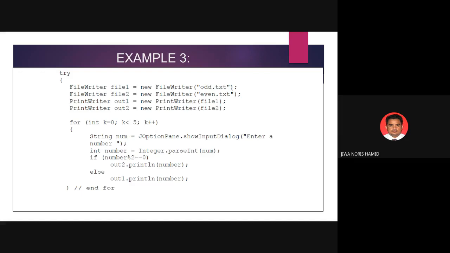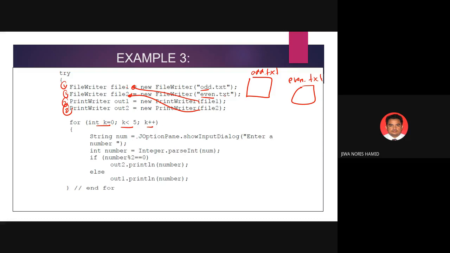Okay, how many files we have here? We have 2 files. The first one is odd.txt and then the second one is even.txt. Okay, maksudnya nanti kita akan simpan di dalam even dan satu .txt. This one is first. Yang ni file 1 ni, yang ni. File 2, this one. Okay. So this one k equal to 0, k less than 5, k plus plus, meaning that it repeats 5 times. 0, 1, 2, 3, 4, 5 times.